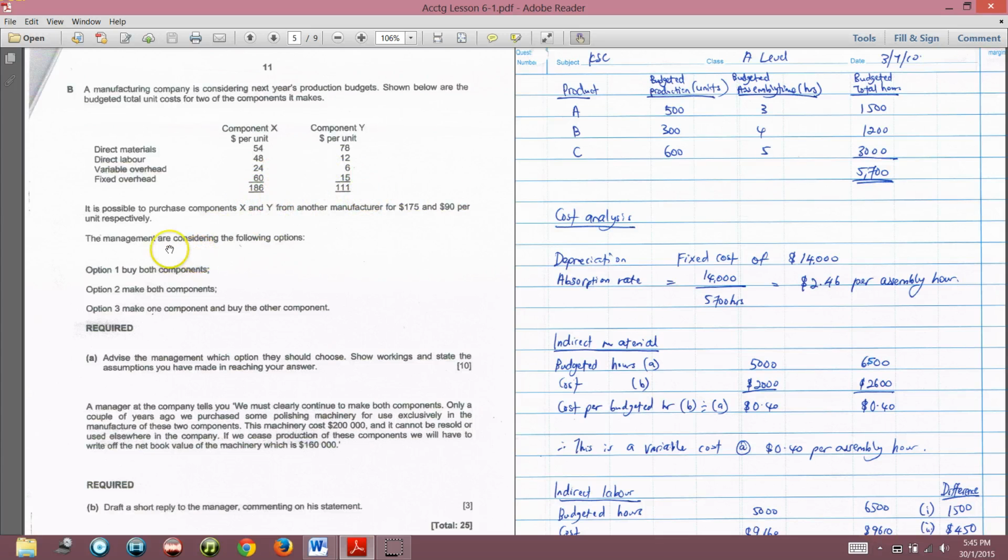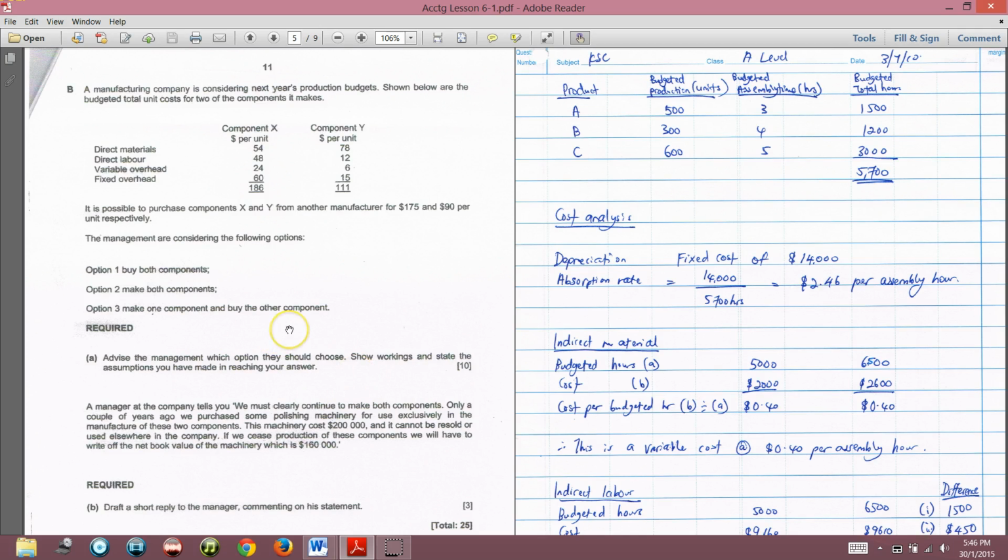The management is considering the following options. Option 1, buy both components. Option 2, make both components. So if you make the component, these are the costs. If you buy, these are the costs. Option 3, make one component and buy the other component. Advise the management which option they should choose. Show working and state the assumptions you have made in reaching your answer.